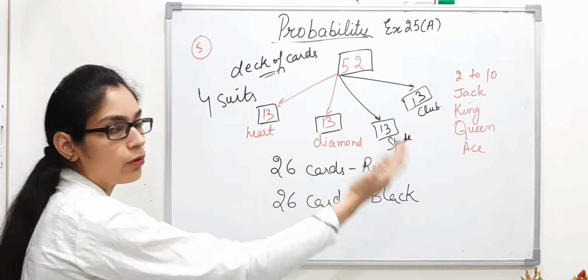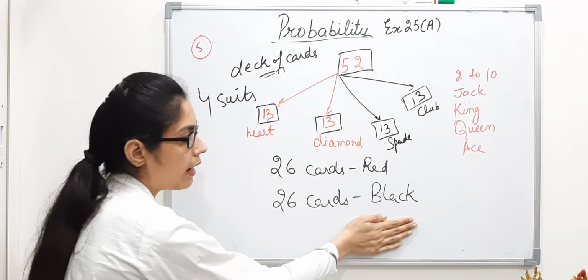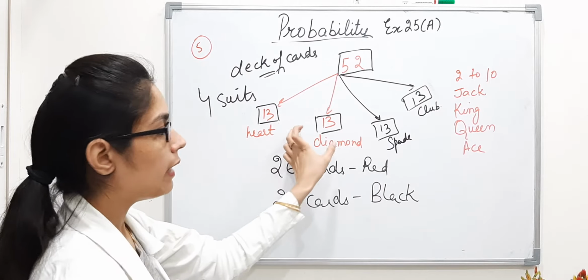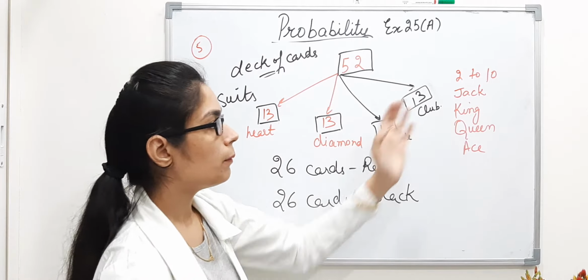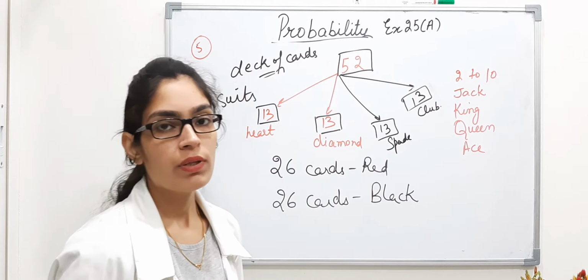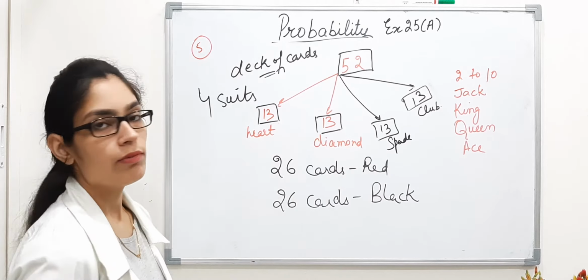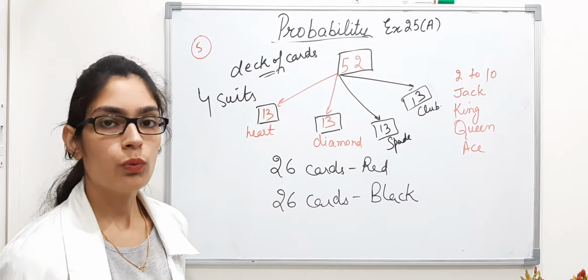26 cards are of red color and 26 cards are of black color, out of which heart and diamond cards are of red color, and spade and club cards are of black color. Each suit will have 13 cards and the numbers will be 2 to 10.